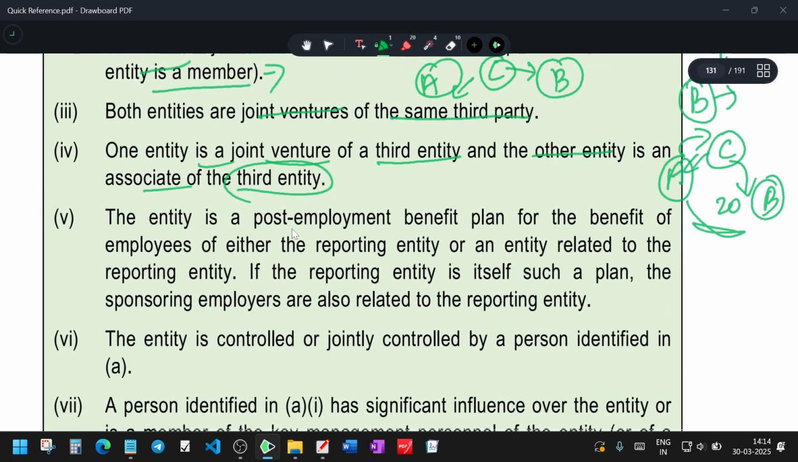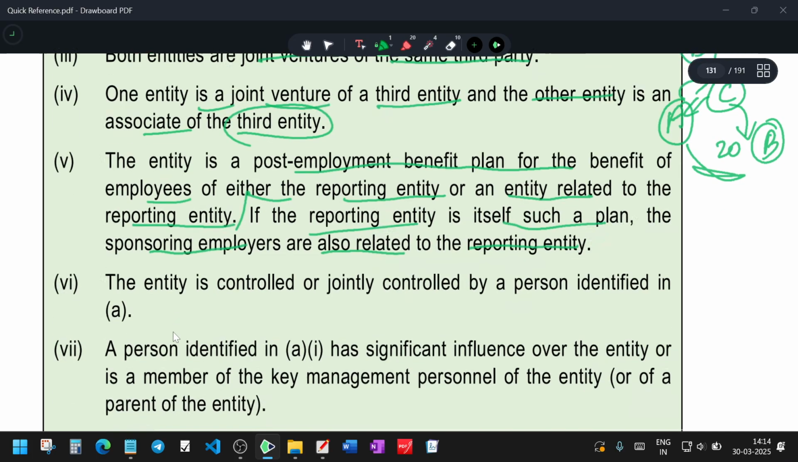The entity is a post-employment benefit plan for the benefit of the employees of either the reporting entity or an entity related to the reporting entity. If the reporting entity itself is the plan, then the sponsoring employers are also related to the reporting entity. For example, I have 200 employees, and every year 30 employees are going to retire. So for benefiting this plan, I have invested my money in one trust or one company. They are taking care of the provident fund of my employees.